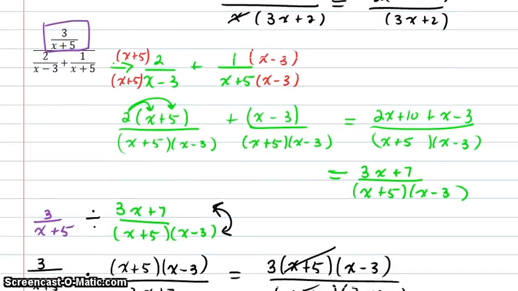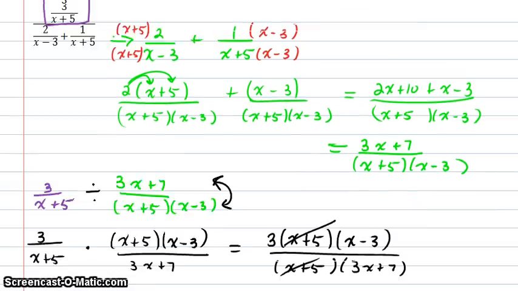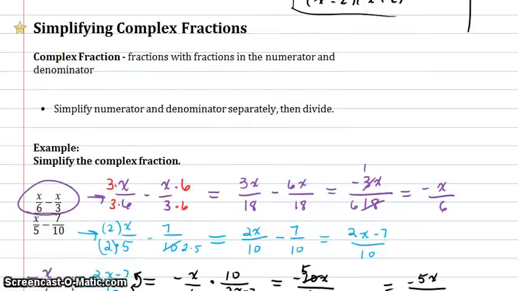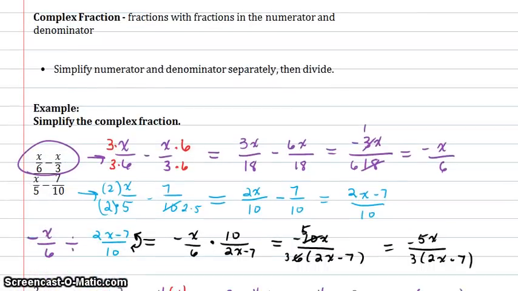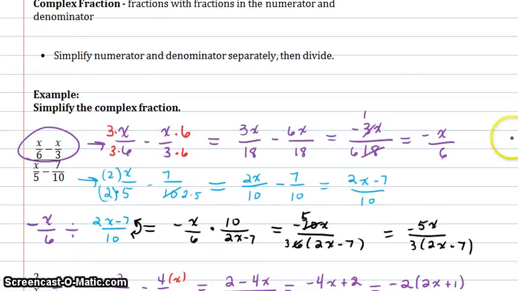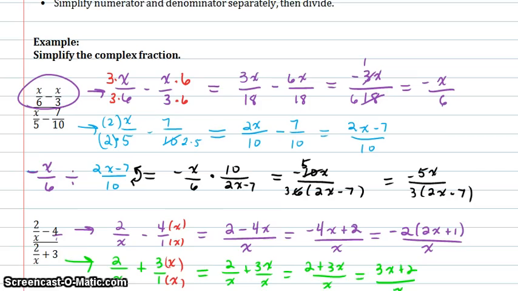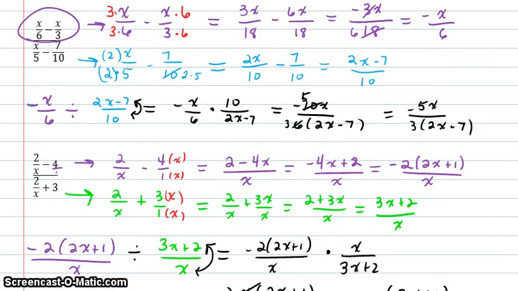Okay, and just to recap, let's go through the steps of simplifying a complex fraction. We want to simplify the numerator and the denominator separately, then divide by changing it to a multiplication problem. Simplify your answer if possible.